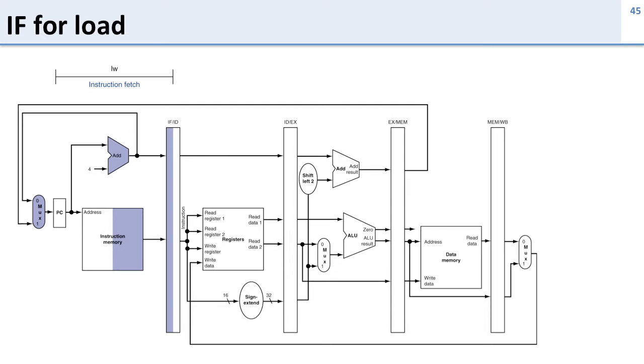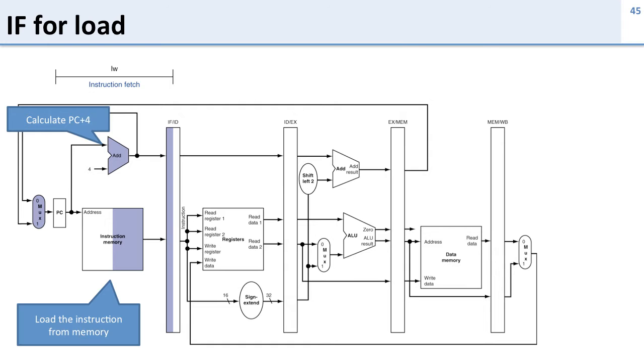Here's instruction fetch for the load. So the first part of the pipeline. So what do we do in instruction fetch? Well, we're going to calculate PC plus 4. That is, we're calculating the next PC to load. And we're going to load the instruction from the instruction memory.